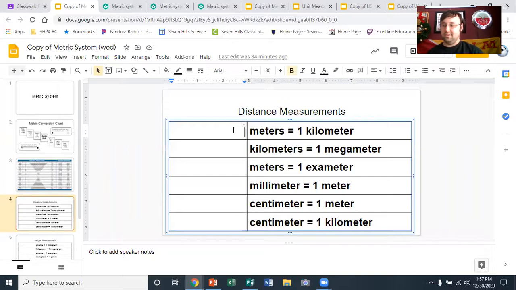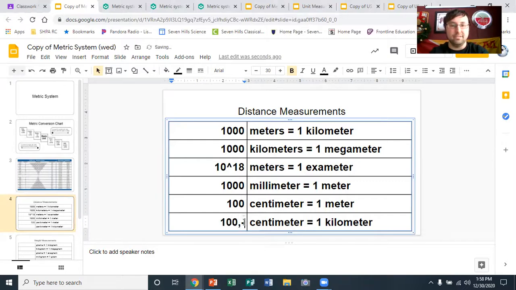All right, so let's take a look. So we have, again, 1,000 meters in a kilometer. We had 1,000 kilometers in a megameter. So that's just the prefix differences. This one is 10 to the 18th, because I don't think you can really fit a 1 with 18 zeros behind it there, so we're going to shorthand that one for sure. Milli, again, was 1,000. So the idea of it was -3rd to the base. Centi is 100, and centi to kilo is 100,000.